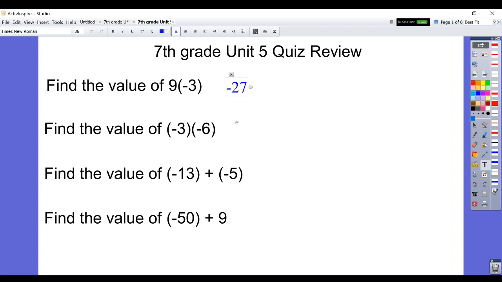Next question is to find the value of -3 times -6. Remember, a negative times a negative is positive, so it's positive 18.